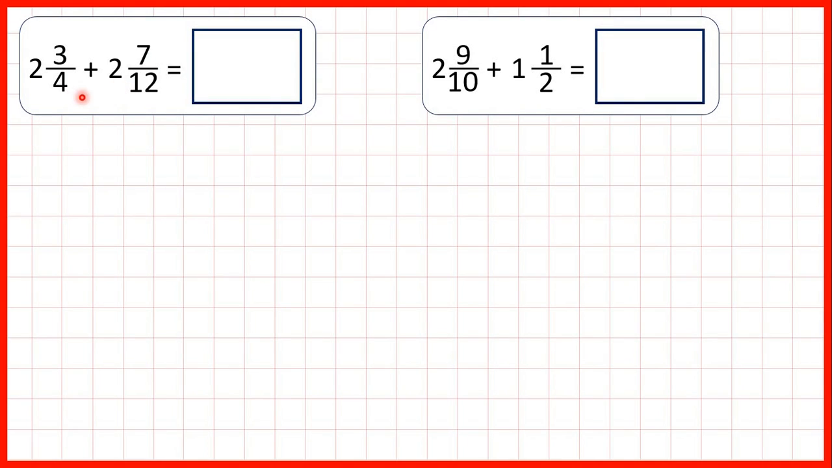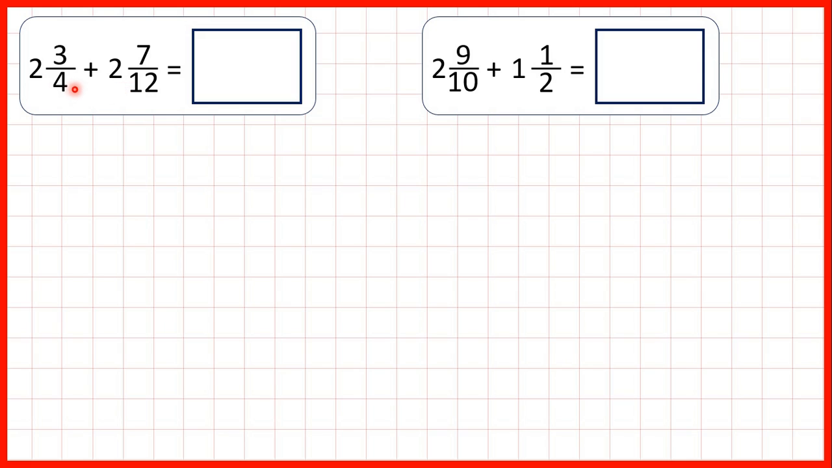Now we're adding mixed numbers, but this time when we add our fractions, we'll get a total of more than one whole, so we'll get an improper fraction, which means that we'll need to use a slightly different method. So first we have 2 3/4, and we're adding 2 7/12.